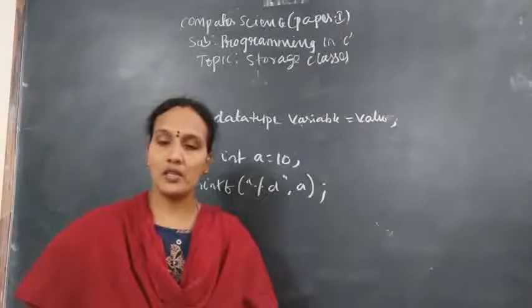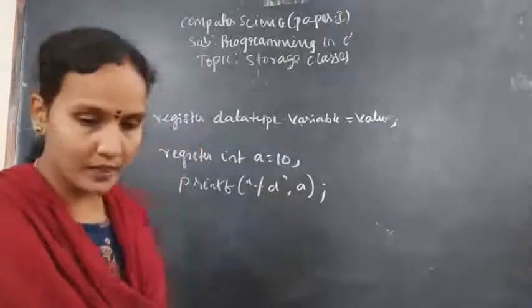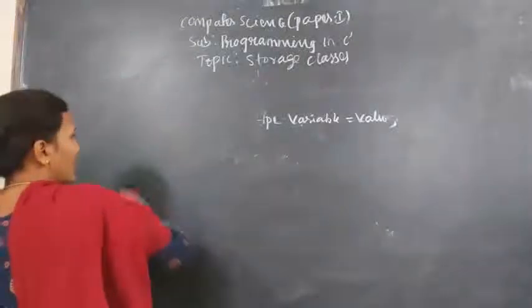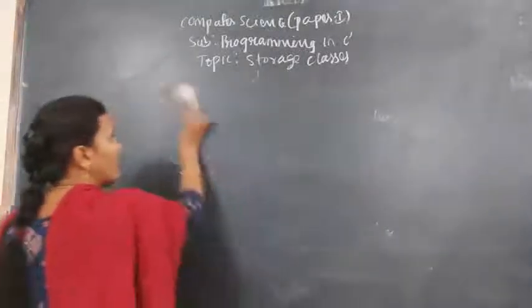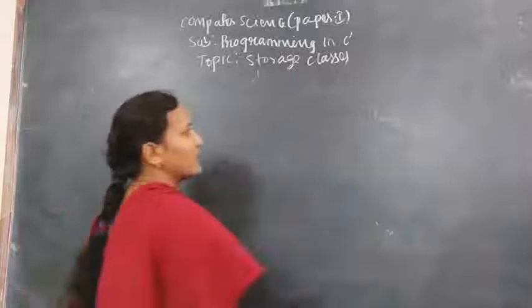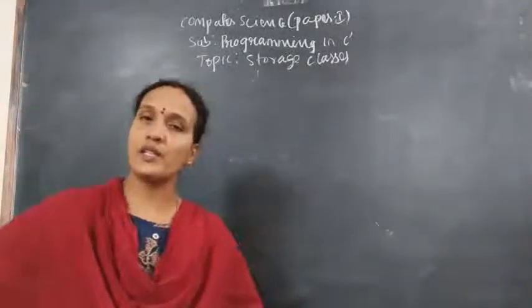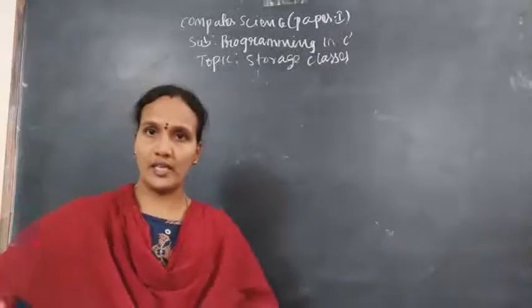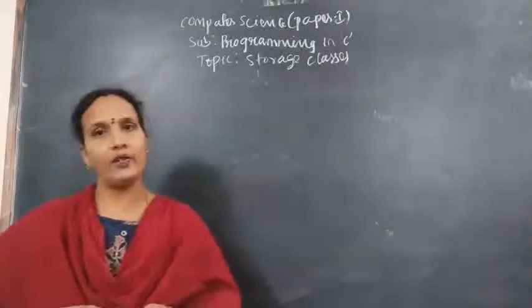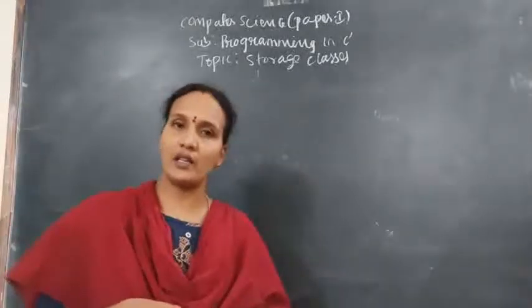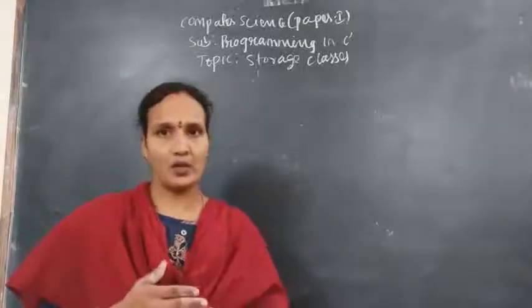Understood? So this is about your storage classes. What are the storage classes? Storage classes define the scope where that variable can be used and how long that variable can be in the memory. Okay, so how many types of storage classes do we have? Four storage classes. One is auto. By default, if you have not given any storage class, that variable is considered an auto variable.